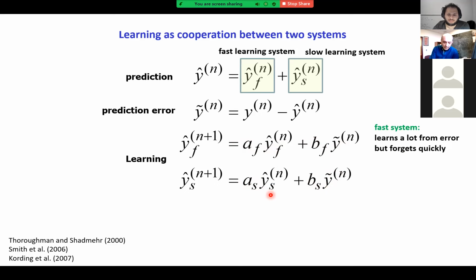And here's the key idea. Imagine that the fast system learns a lot from the error, but also forgets. On the other hand, suppose the slow system learns a little bit from the error, so it's a slow learner, but what it learns, it retains well. So that's the basic idea.